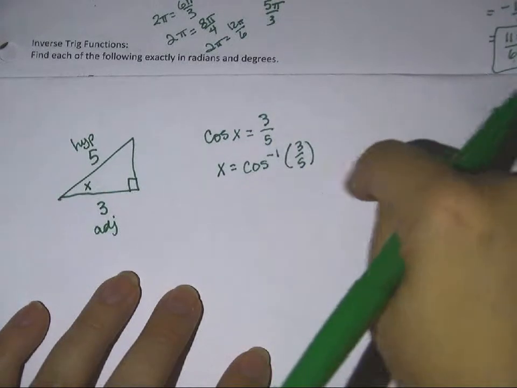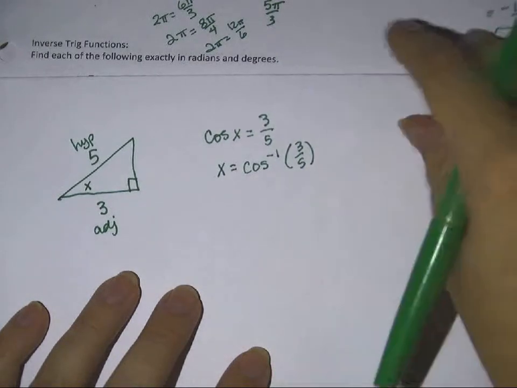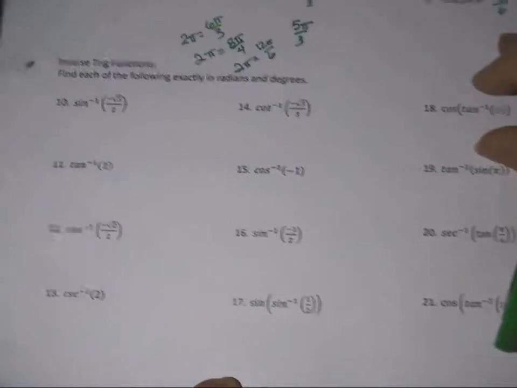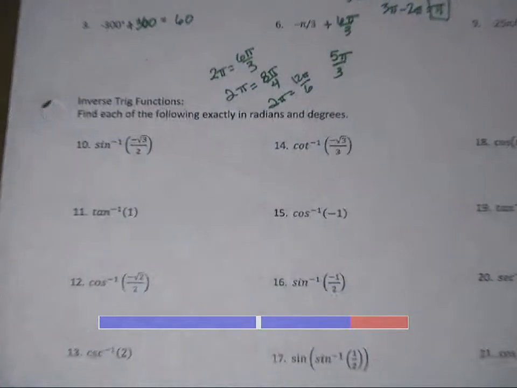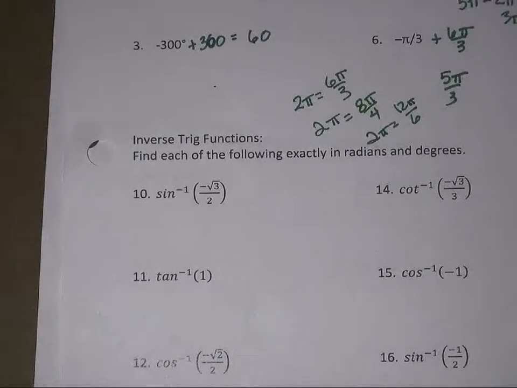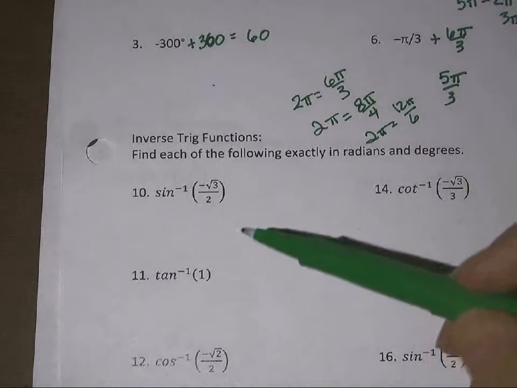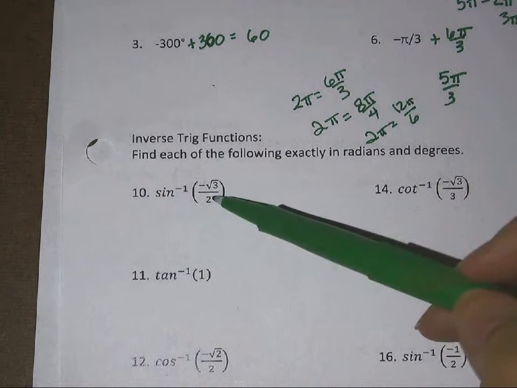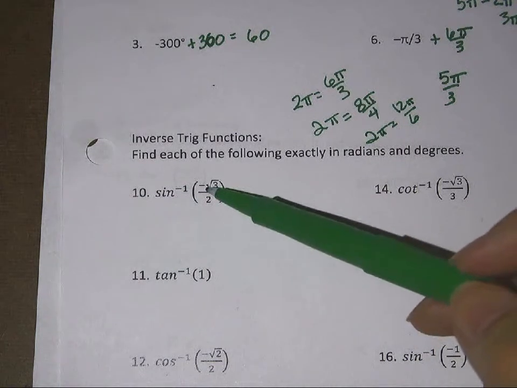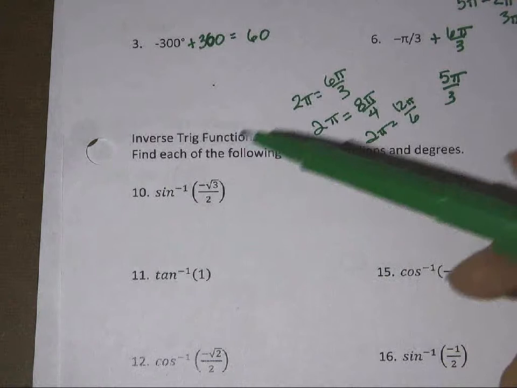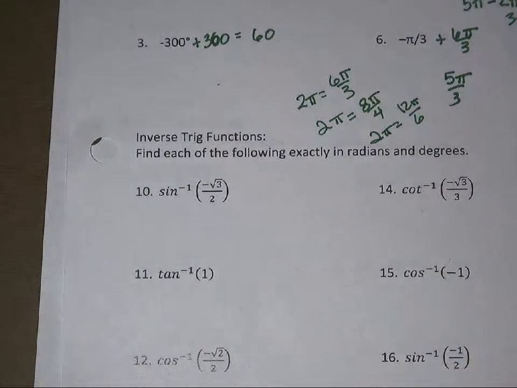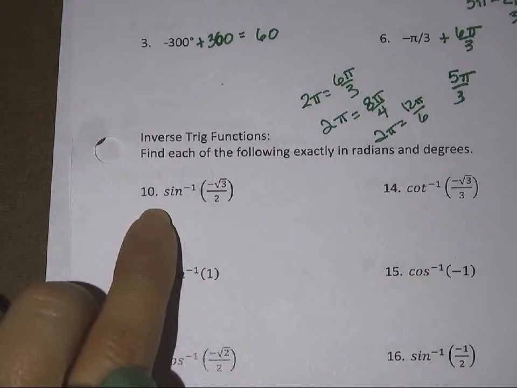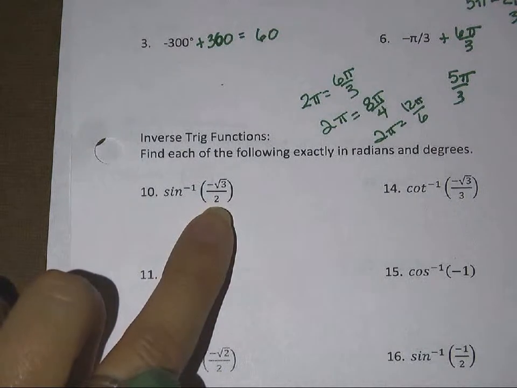And we can do the same thing on a unit circle. So when I look at problem number 10 here, what this problem is saying is go to the unit circle and find the angle where the sine is negative square root of 3 over 2. So let's do that. Let's go to our circle, and I'm looking for where the sine, that's the y value, is equal to this.